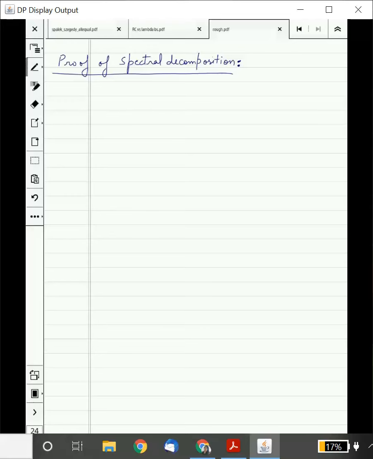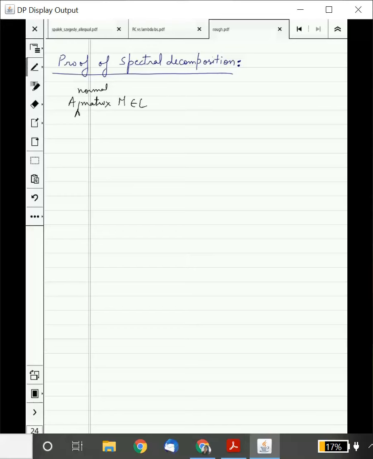We saw the statement of spectral decomposition before. Today, we are going to cover the proof of spectral decomposition. Let me remind you what spectral decomposition was. A matrix, or I should say, a normal matrix M.